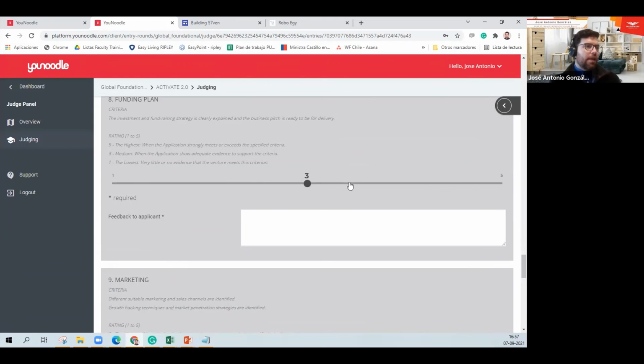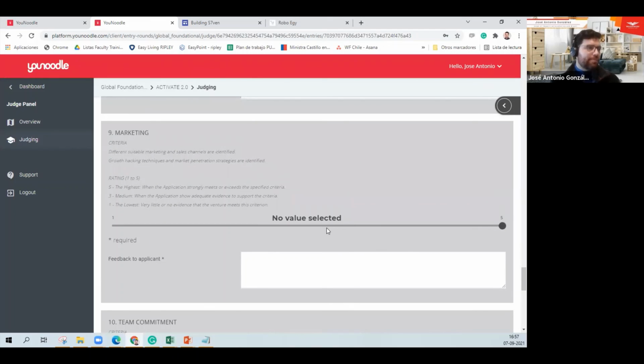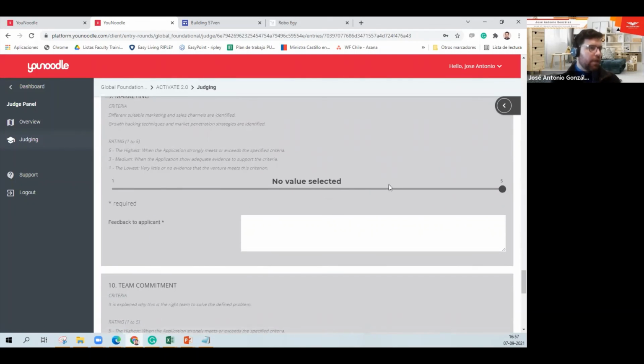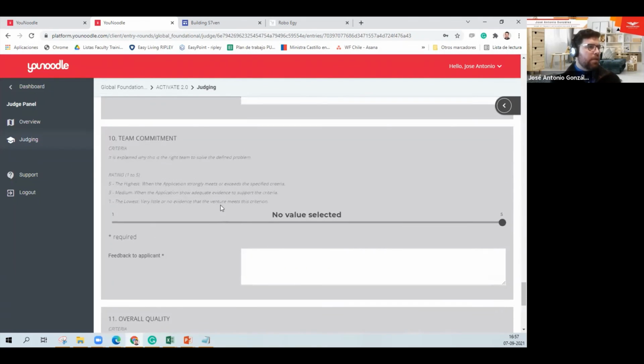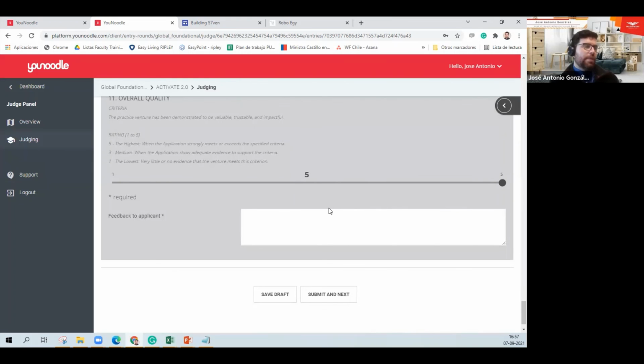Funding plan. They seem to have the investment and fundraising strategies clearly explained. It was explained, right, regarding the engineers that had some interest in the PV. Marketing, they described TikTok, YouTube, Instagram. Team commitment: they are working now on the PV, on the project to develop it. And the overall quality: the practice venture has been demonstrated to be valuable, trustable, and impactful. Yes, I believe so, because these engineering students will be needing this kind of support.